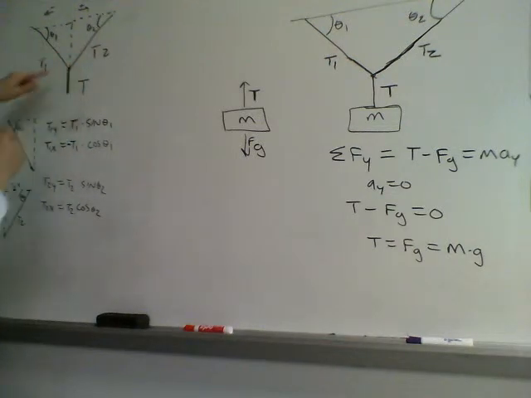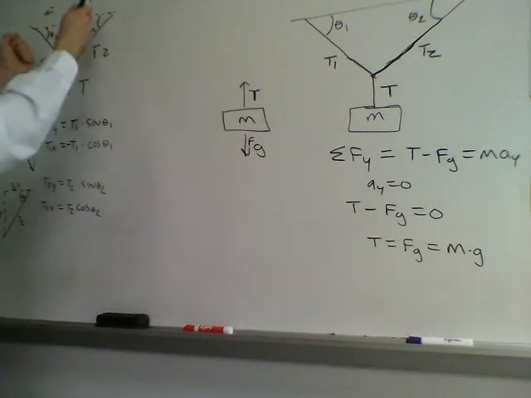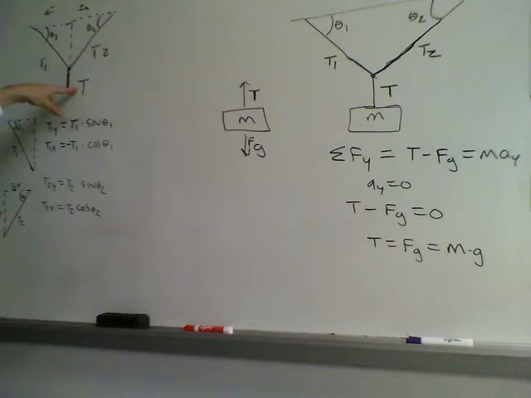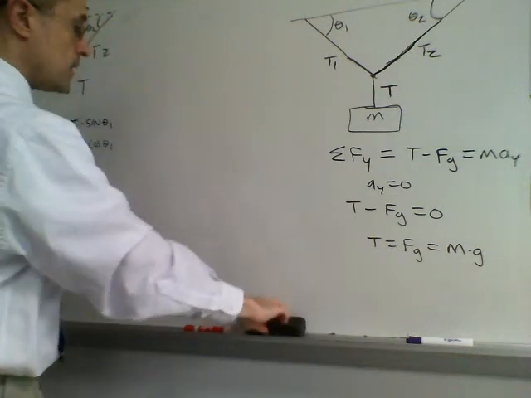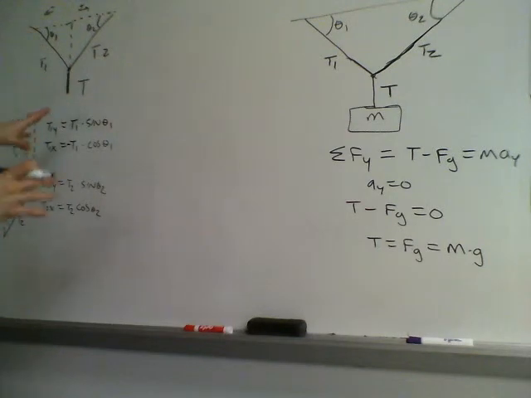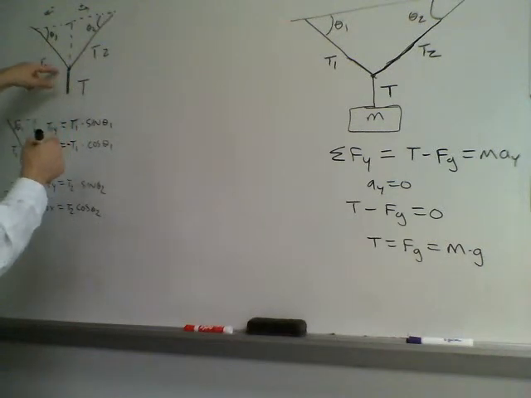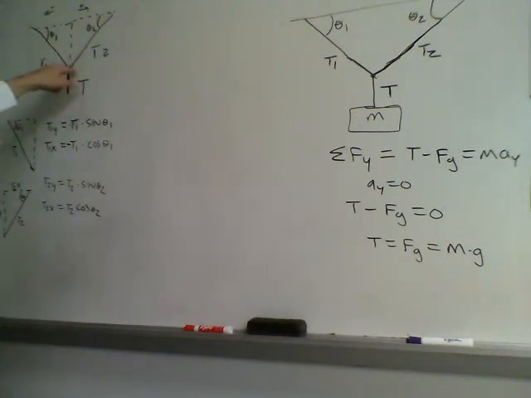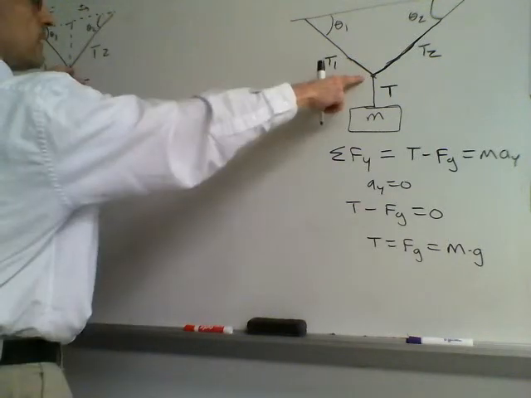Now, looking at this dot where the three tensions meet, this dot has to be in equilibrium. Because if tension 1 and tension 2 aren't balancing the tension here, then our system would shift around and move. So we're assuming the system is in equilibrium. When we look at the sum of the forces in the x and the y, those forces need to add up to 0, because we don't have an a_x or an a_y at this point in our system.